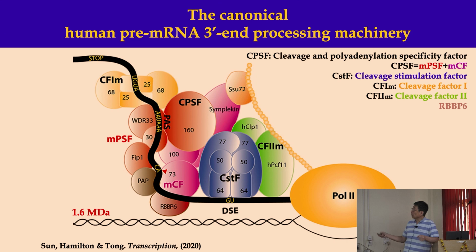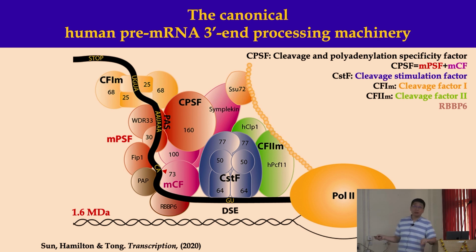So there are sequence elements within the RNA that help the machinery decide where to cut the RNA. The most critical one is this hexamer, AAUAAA, the so-called polyadenylation signal, PAS. This hexamer helps define where the cleavage happens, usually 10 to 30 nucleotides upstream of the cleavage site. There are also some sequence elements downstream that are recognized by CSTF, but as I said, I won't talk about that. Okay, so all of these are good.